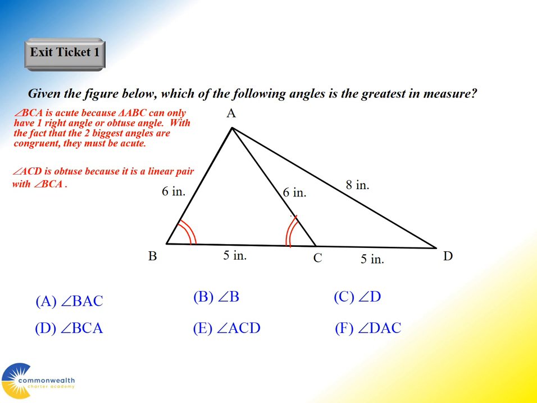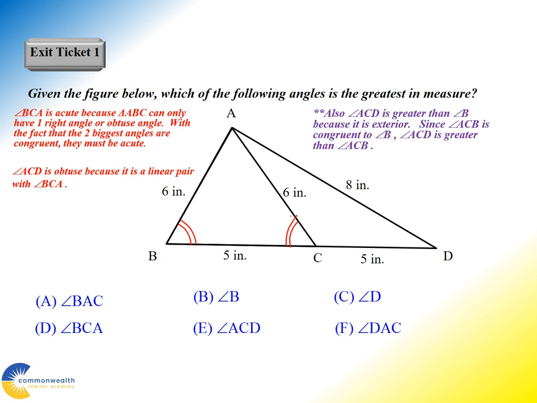I know that angle ACD is obtuse because it is a linear pair with BCA. I also know that angle ACD is greater than angle B because it's congruent with ACB. So since those two angles are congruent, then since ACD is greater than one, it's greater than the other.